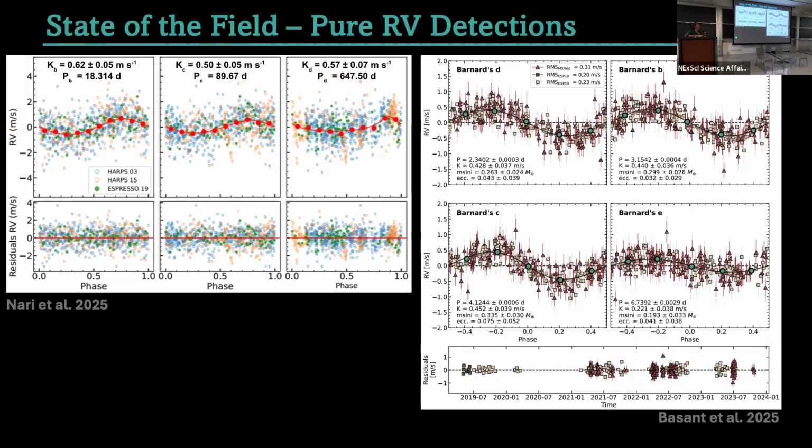On a shorter time scale, but on a much closer star, Barnard's star has a recent paper from Basant et al. And so these again are RV semi-amplitude measurements at the 30 to 40 centimeter per second level. You can see here that these are much shorter periods, between 2 and 7 day periods. But again, an impressive demonstration of low mass planet detections on M-dwarf stars, which can be more challenging.